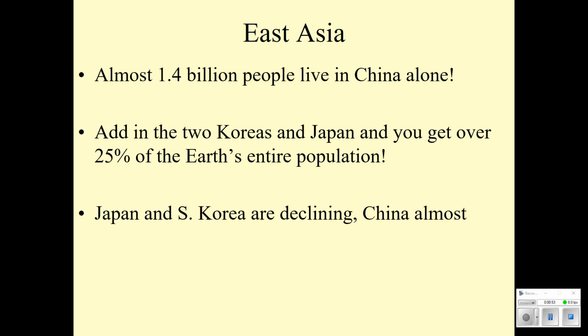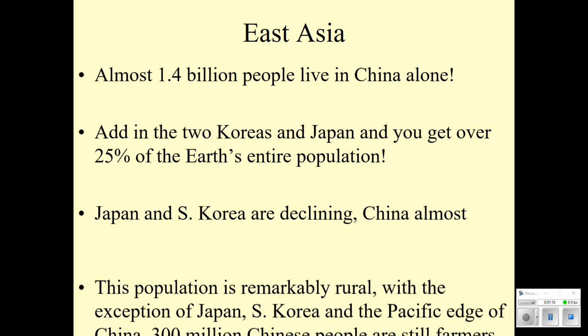Japan and South Korea, though, are declining populations. Their populations are old and they're not having a lot of fertility. China famously restricted fertility during the one-child policy. They've now reversed that. In all 3 of these countries, the governments are now actively promoting people having larger family sizes.